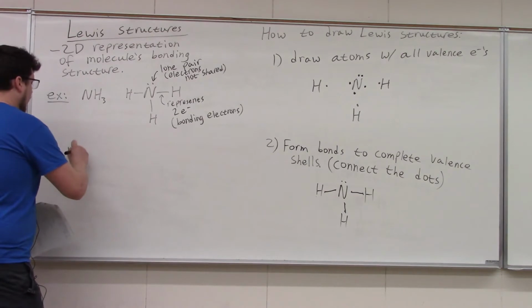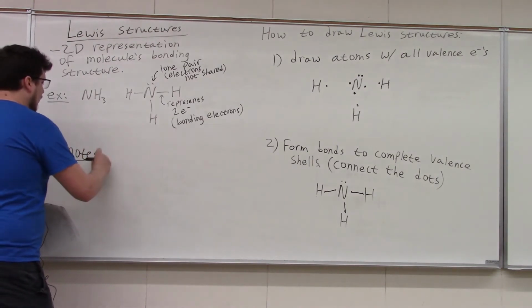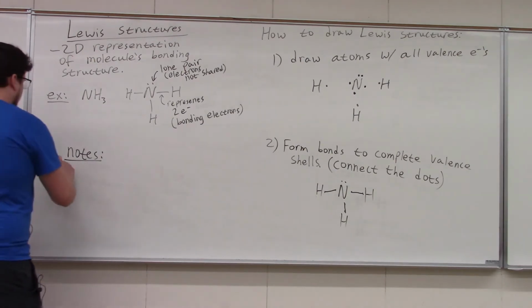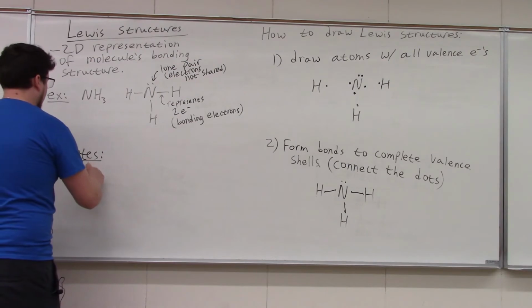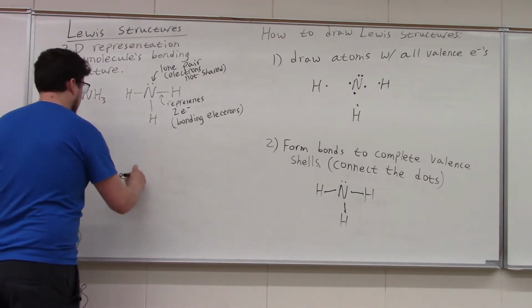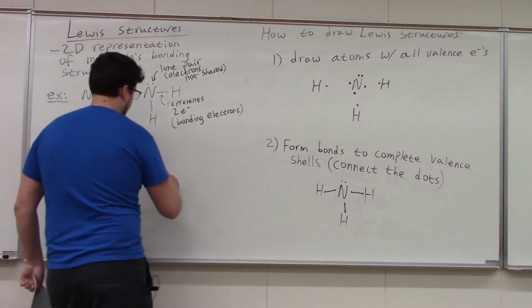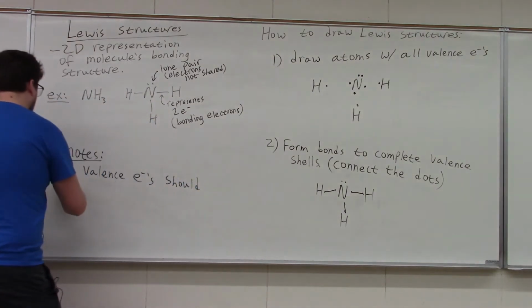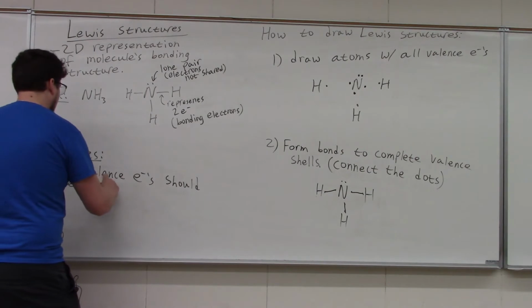Now, a couple notes about this process. All valence electrons should be shown or present in the final structure. We don't lose any electrons.